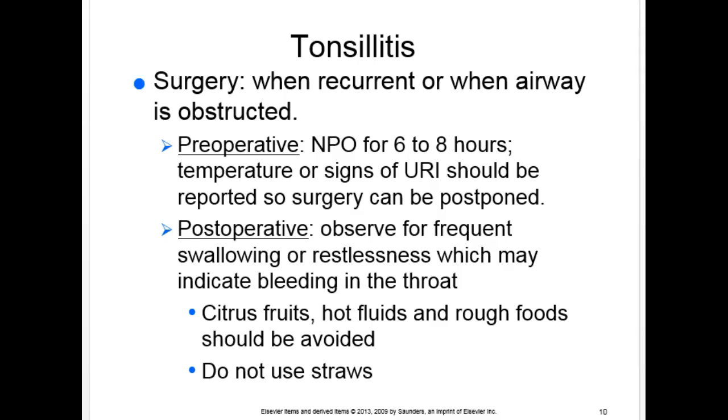As far as management goes, citrus fruits, hot fluids, or rough foods should be avoided postoperatively. And the patient also should be discouraged from using straws, because we don't want the suction of sucking on a straw to cause any dislodgement of the scab that has occluded the bleeding where the tonsils were removed.